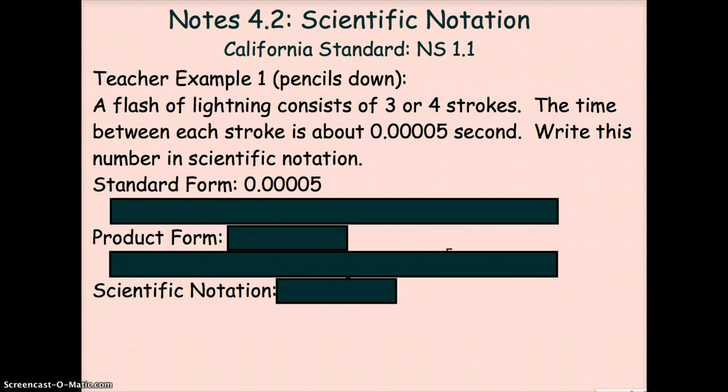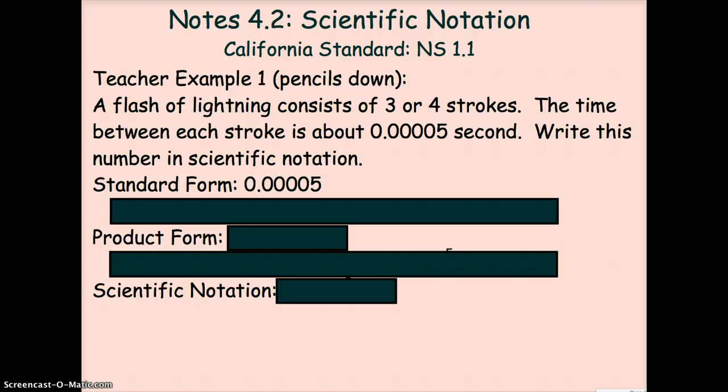Okay, let's look at the first teacher example. A flash of lightning consists of 3 or 4 strokes. The time between each stroke is 0.00005, and notice you've got your zeros, and if you count over, you have tenths, hundredths, thousandths, ten-thousandths, hundred-thousandths. So 5 hundred-thousandths of a second. Write this number in scientific notation.